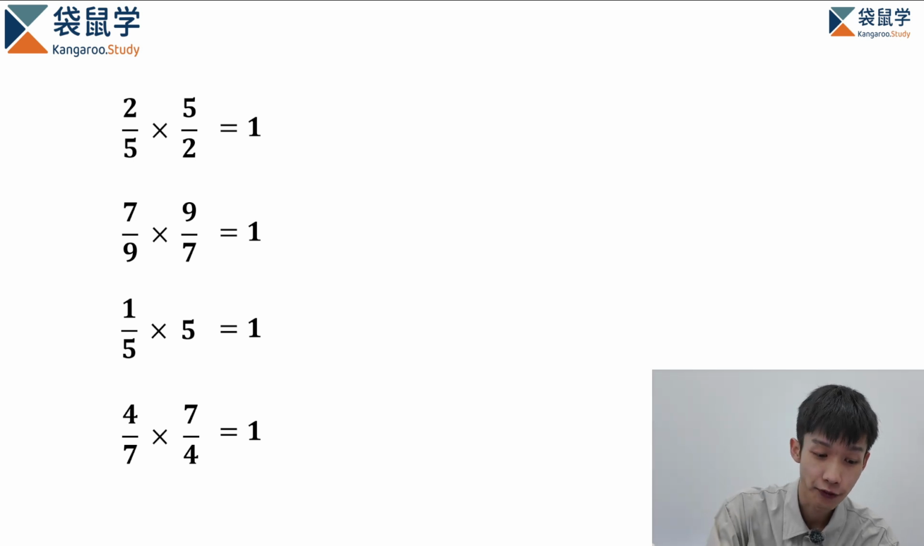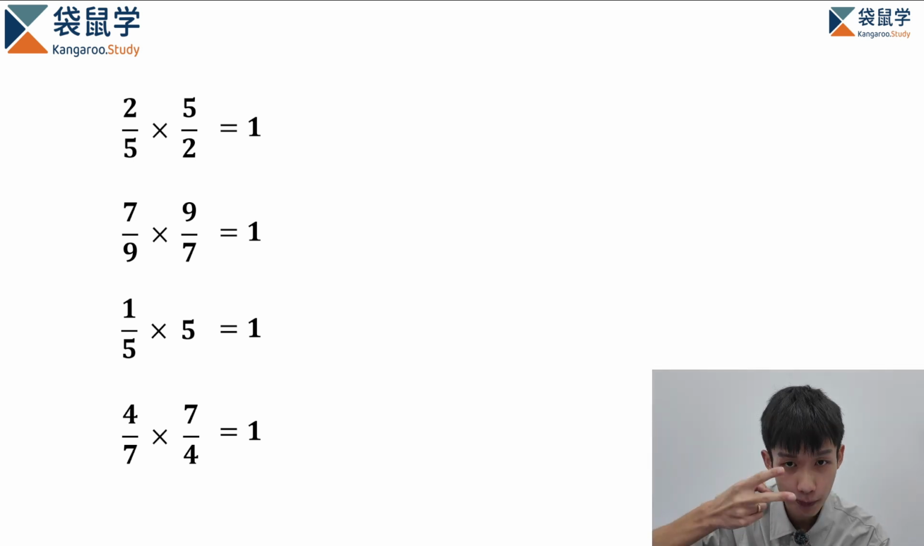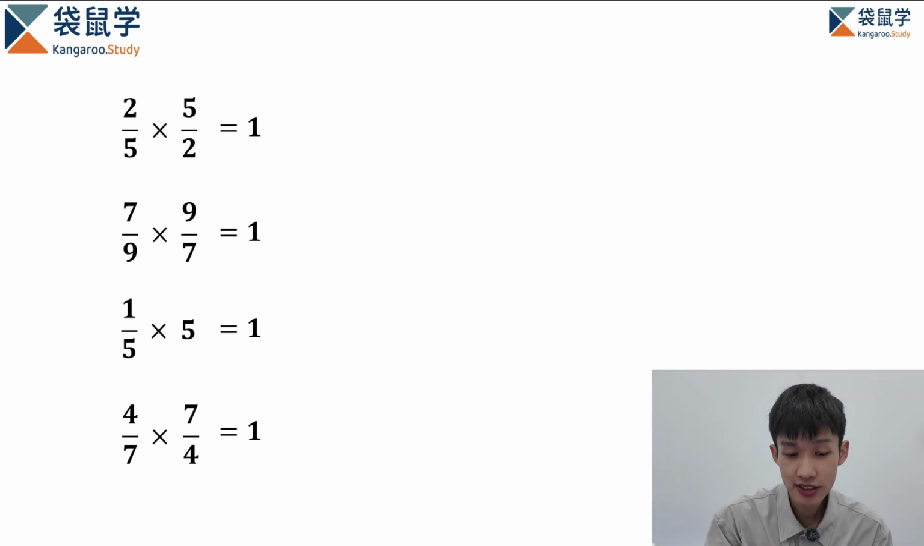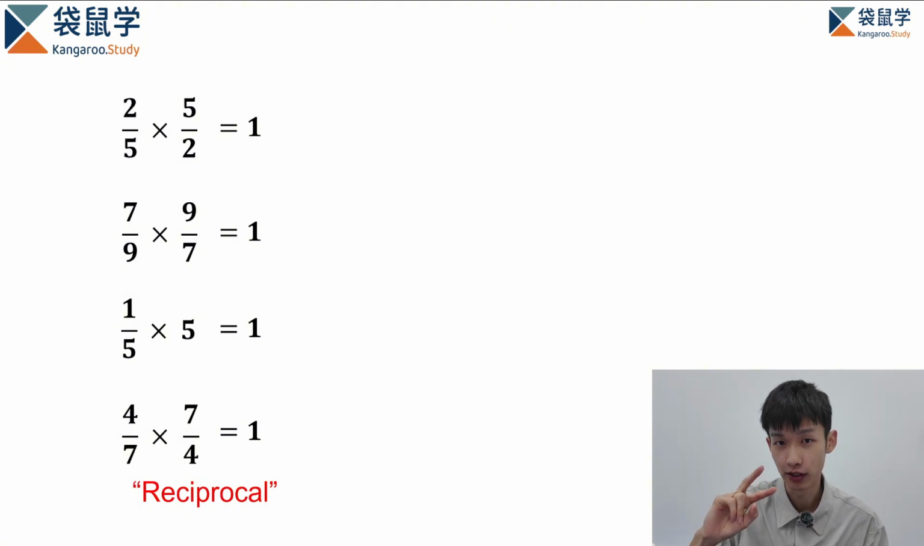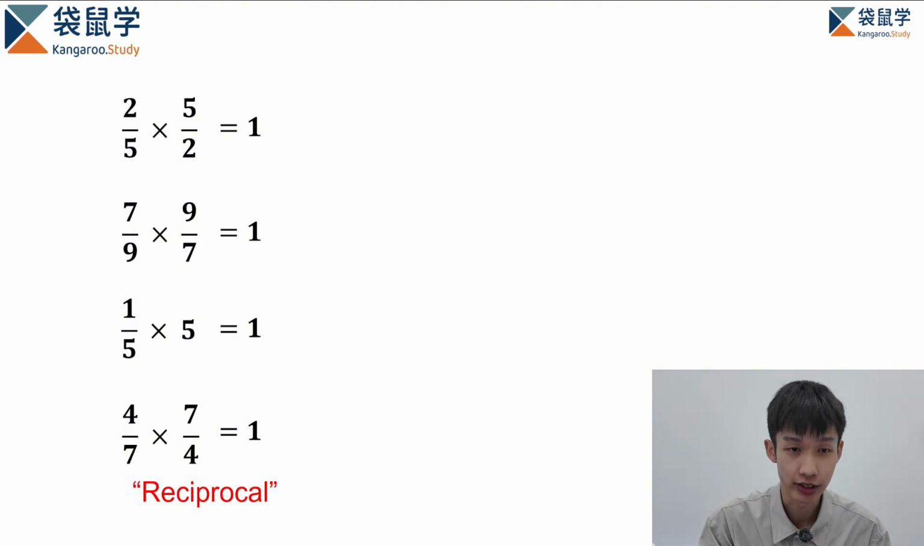So it's actually the fraction we are using, and we flip it around. Flip it around. And then we call this kind of numbers reciprocals. Flip it around, we call this reciprocals.